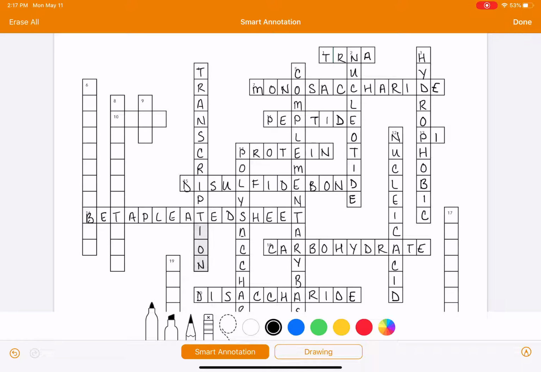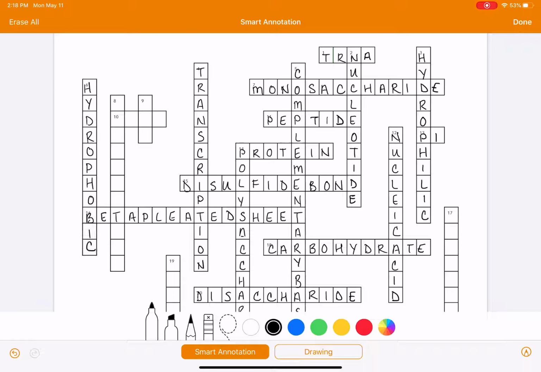6 down, the type of interaction that would occur between glycine and valine. That would have to be hydrophobic. So the one over here, obviously they're the same size. I thought I could figure that one out just based on how many letters there were, but they have the same number of letters. Hydrophobic.